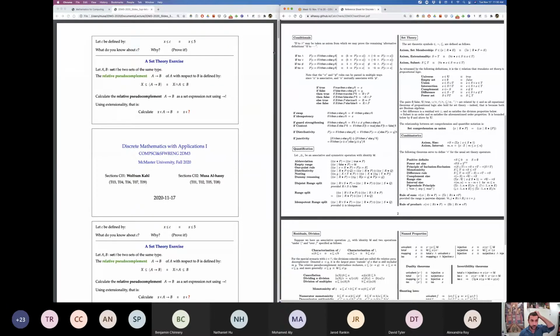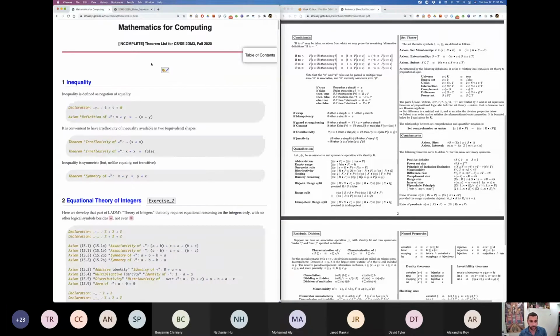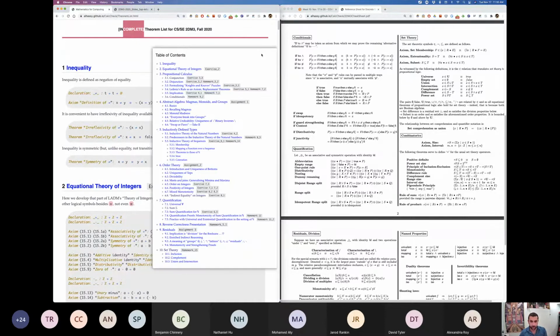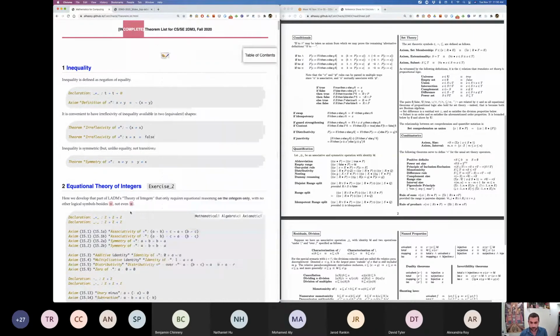Some people wanted a reference sheet. We have this formal one, which is mostly complete. There's some stuff from this week that hasn't been placed there yet, but otherwise almost everything from exercises to homeworks is there, with the exception of relations, which are somewhat new. So hopefully that will be helpful.